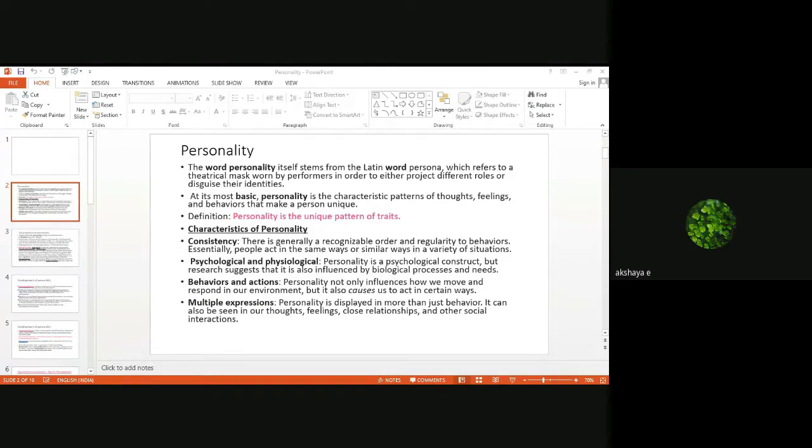Yes. Okay. Then when we talk about the interview, are there different types of interview? Any idea? It's called the structured interview, then unstructured interview, and semi-structured interview. Mainly three types of interview. These are the three types of interviews.